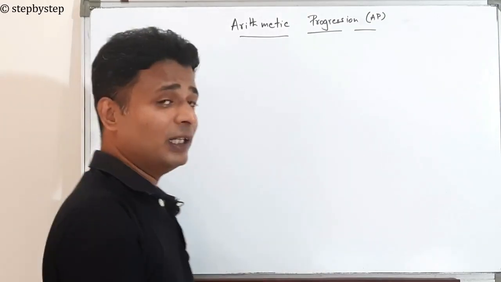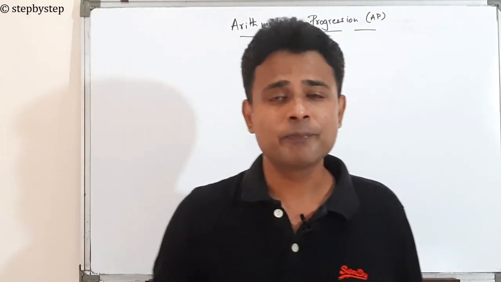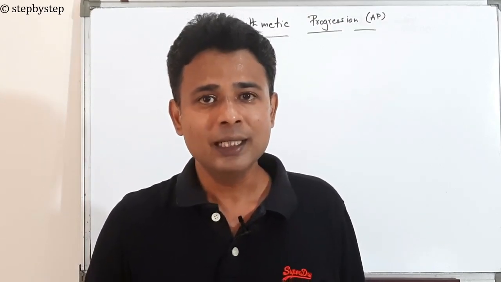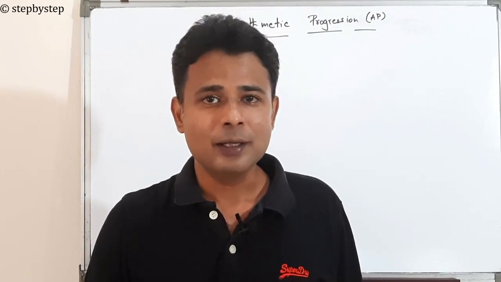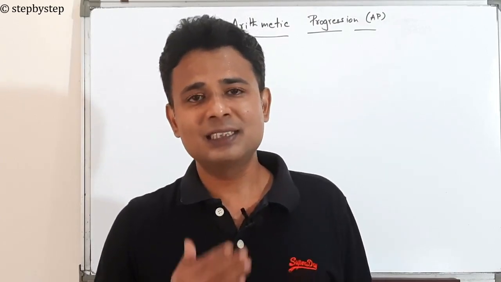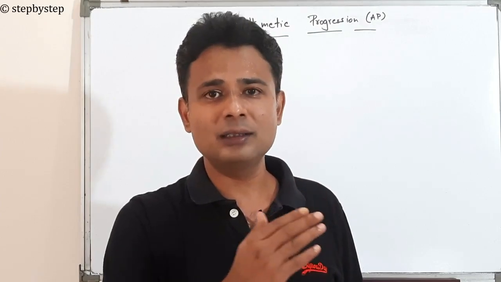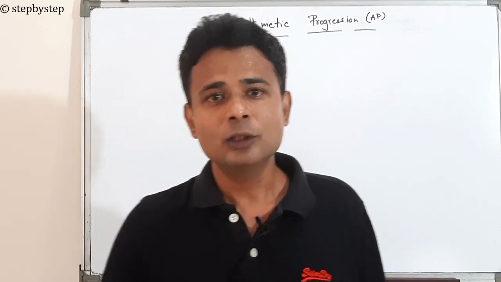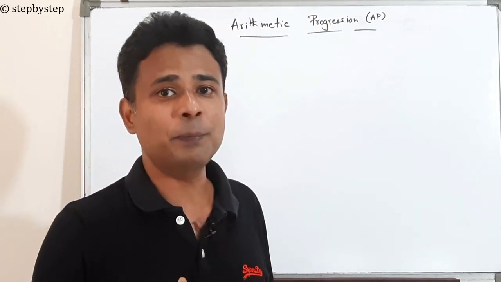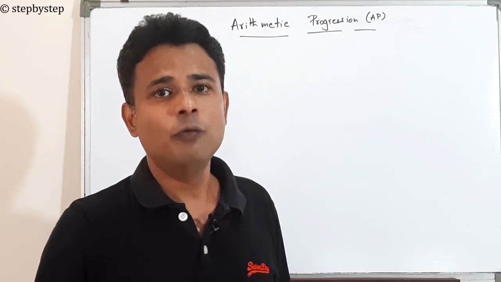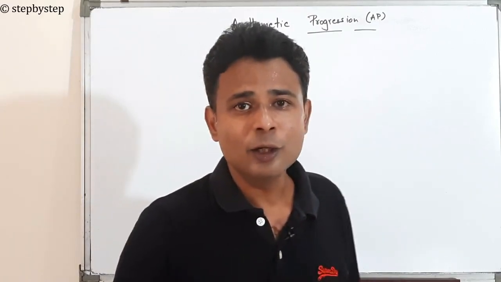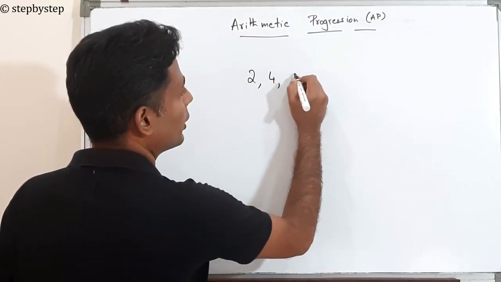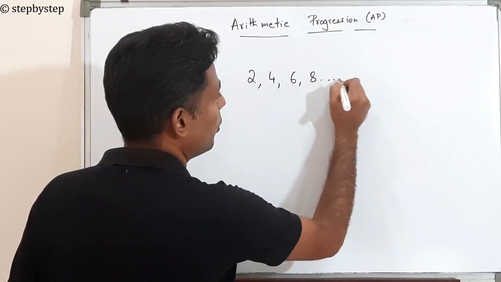So now let's start with what is arithmetic progression. It is a kind of progression, means what? It is a sequence. Now what is a sequence? Sequence is a series of numbers which follow some certain rules. So arithmetic progression is a special kind of sequence which follows a particular rule. For example, 2, 4, 6, 8, so on.